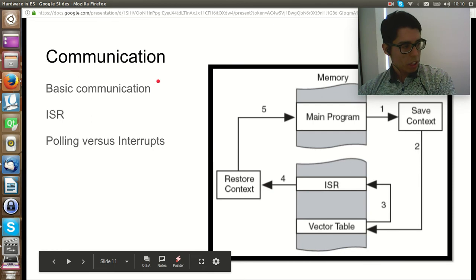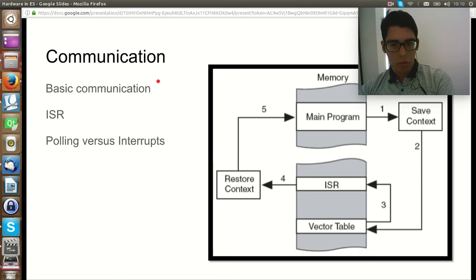We have two communication methods here. The first one is polling. It's called polling. That means that the processor periodically checks whether the task has been completed.